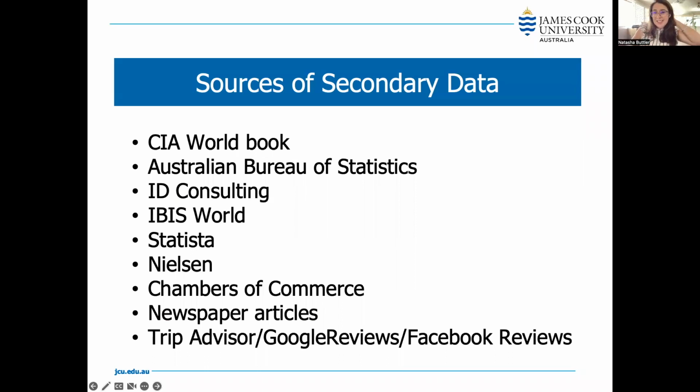Then you've got information that's happening at a local level for you. And this can be really important to get a bit of an idea on what's happening locally. So you've got Chamber of Commerce websites.